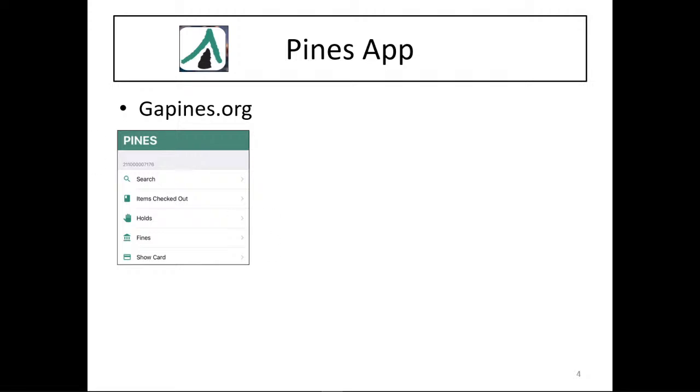Okay, so let's talk about our app here. So with our Pines app, and it looks like this, like a little tree, we'll actually get a bunch of different features. We'll get a search, okay? We'll get items checked out, which is a big one. So if we tap the items checked out, not only does it tell us what items we have checked out, but it also tells us their due date and when they're due, okay? And if you can extend the due date, that will be on there. That'll, of course, help with late fees or anything like that, which is good.